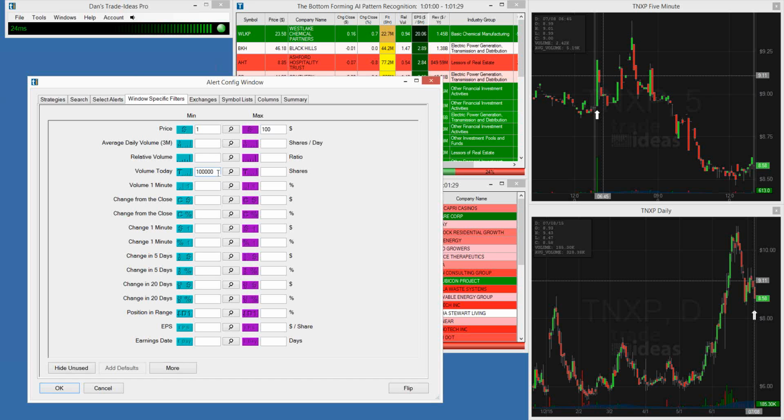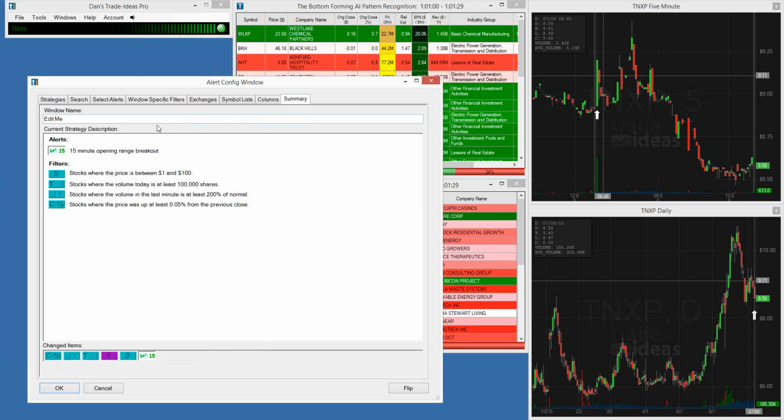So I'm going to say volume today of 100,000, price 1 to 100, and I'm going to say that at the time of the opening range breakout, the stock is going to be trading 200% of its normal 1-minute volume, and it's going to be up at least a little bit, 0.5%. Okay, so this is what I call my base. This is just a high-level concept. So I'm going to hit this. I'm going to say TOW demo of AI. I'm going to hit OK.